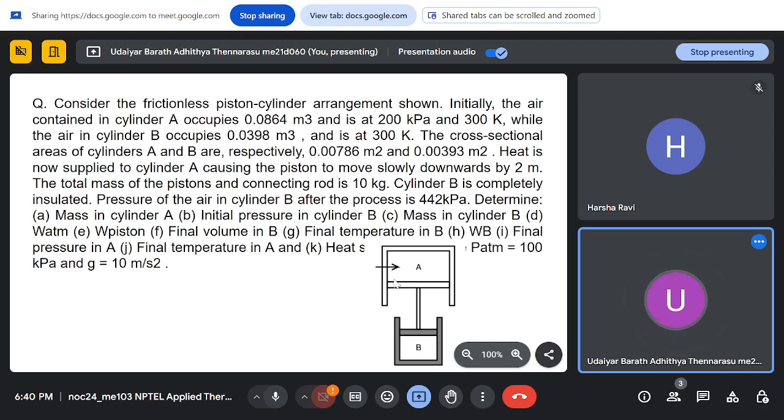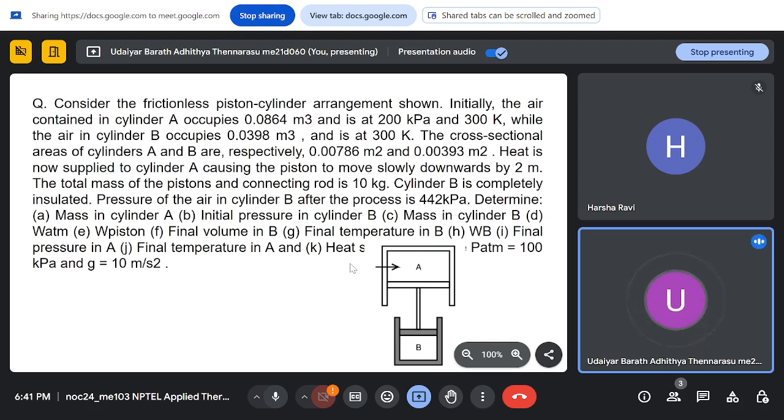Initially, the volume occupied by A and B is given, and the corresponding pressure and temperature are also given. The cross-sectional area of each of the pistons is also given. Now heat is supplied to cylinder A, causing the piston to move slowly downwards by 2 meter. The total mass of the piston and connecting rod is 10 kg. Cylinder B is completely insulated. The pressure of the air in cylinder B after the process is 442 kilopascal.